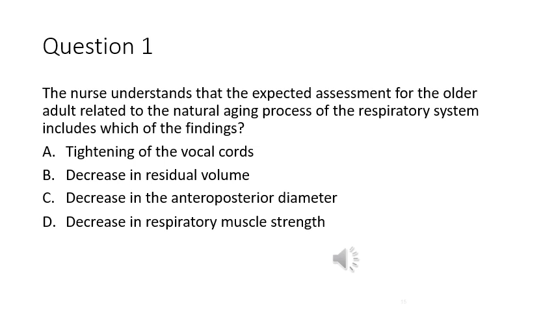The answer is D. The rationale is as a person ages, vocal cords become slack, changing the quality and strength of the voice. The anterior-posterior diameter increases, respiratory muscle strength decreases, and the residual volume increases.